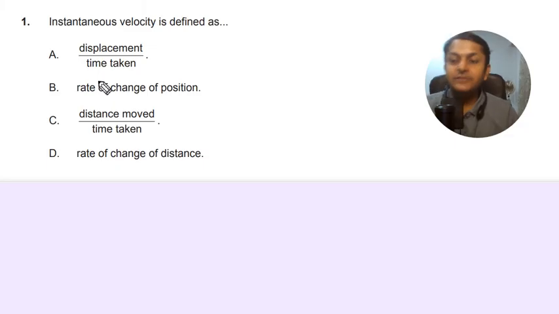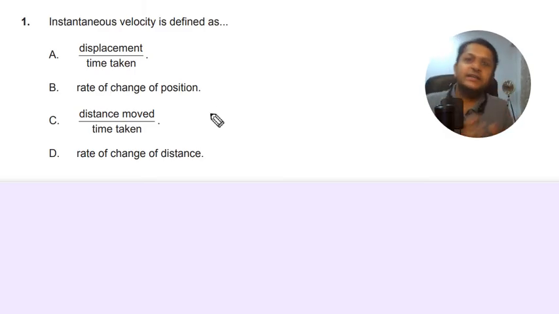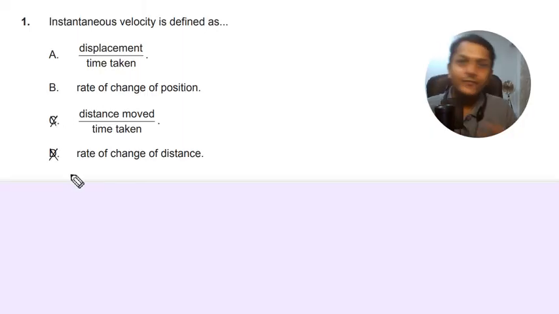The instantaneous velocity is defined as displacement divided by time, the rate of change of position, the distance moved divided by time taken, and the rate of change of distance. We all know that velocity is the rate of change of displacement, so of course it is not distance. So C is wrong and D is wrong. We are very sure about it.